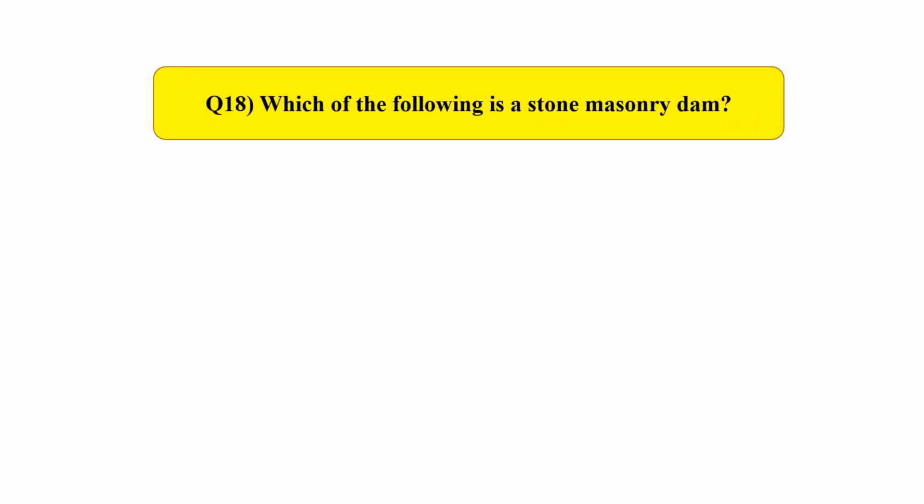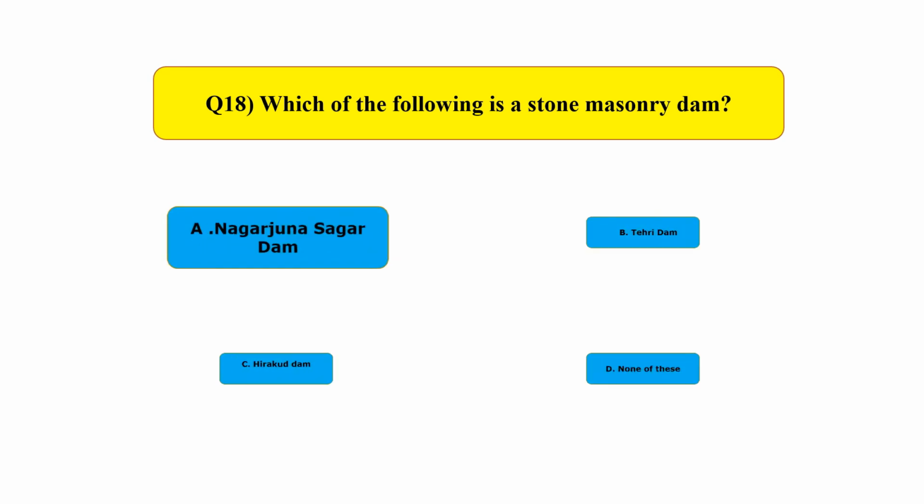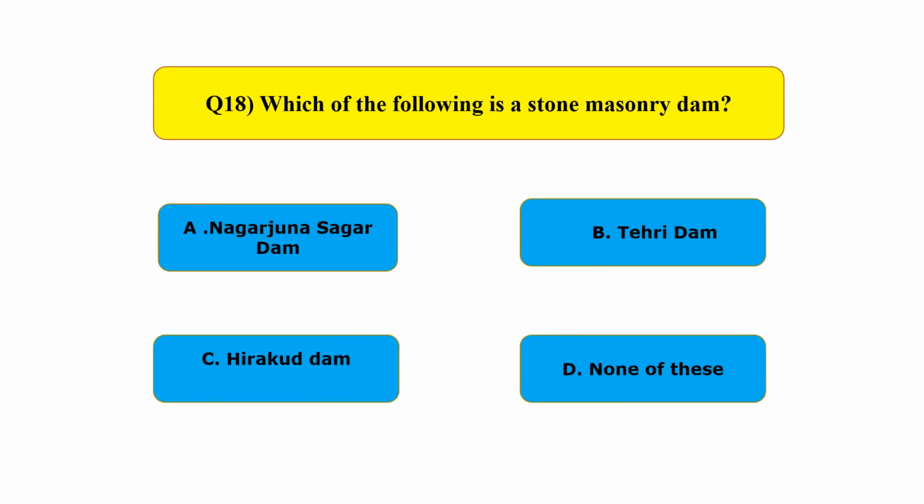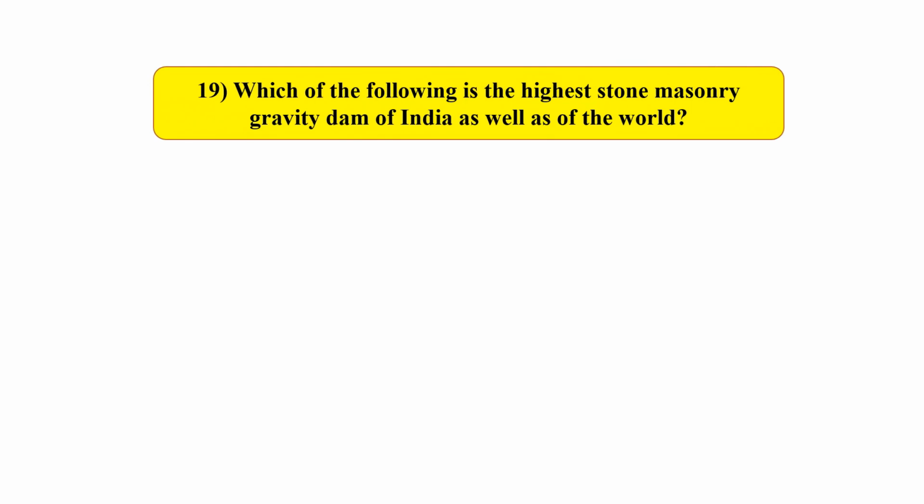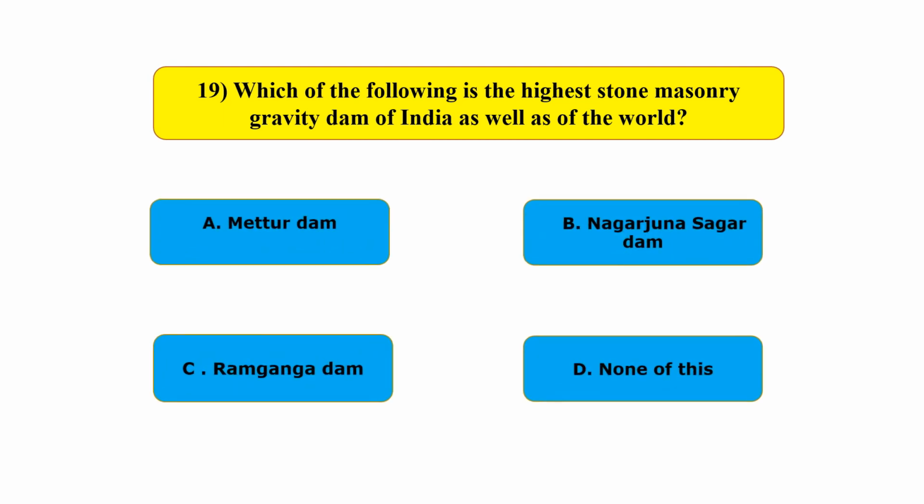Which of the following is a stone masonry dam? Answer A, Nagarjuna Sagar Dam. Which of the following is the highest stone masonry gravity dam of India as well as of the world? Answer C, Ramganga Dam.